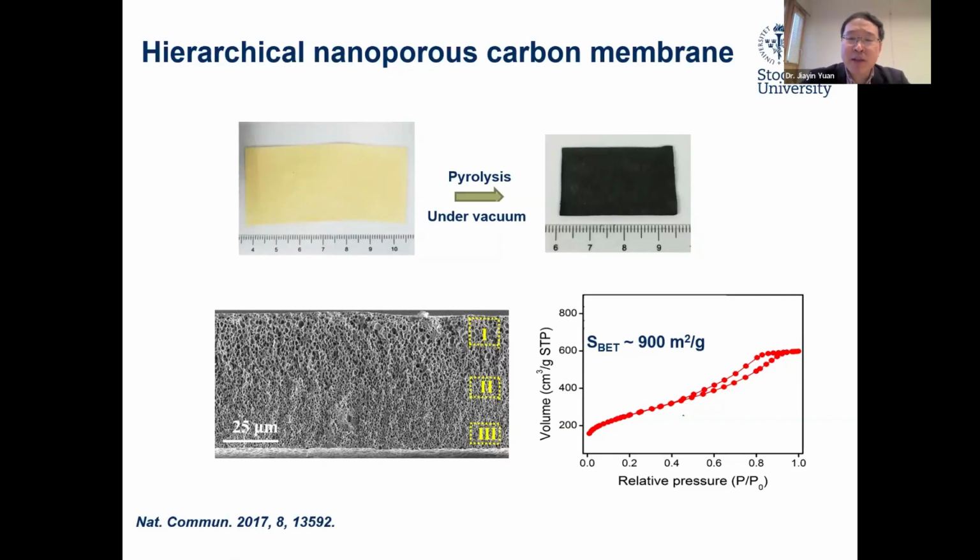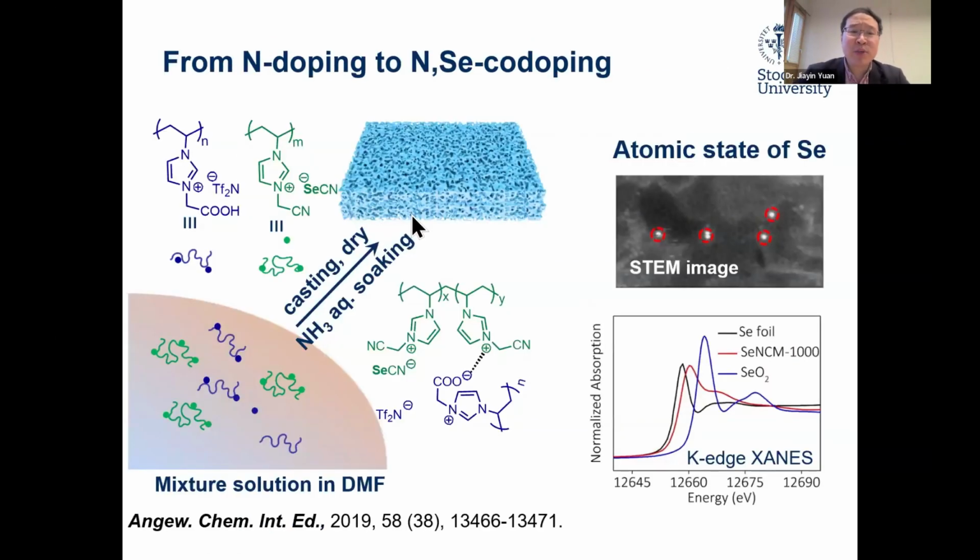So combining all this together, nitrogen doping, hierarchical pores, and high surface area, it makes the porous carbon membrane templated by the PIL membrane very popular as an electrode for electrochemical devices. Here I demonstrate one example where we use the PIL chemistry to introduce not only nitrogen but also selenium as a counter anion into the porous polymer membrane. And after the carbonization, you end up with a nitrogen and selenium co-doped porous carbon membrane.